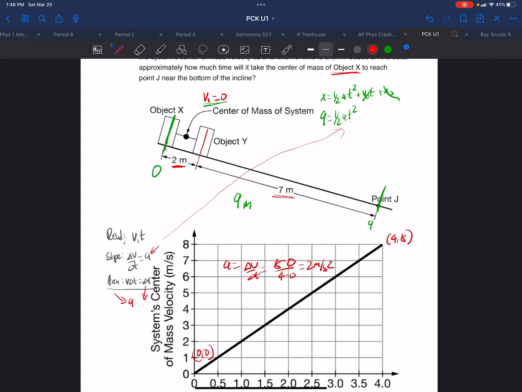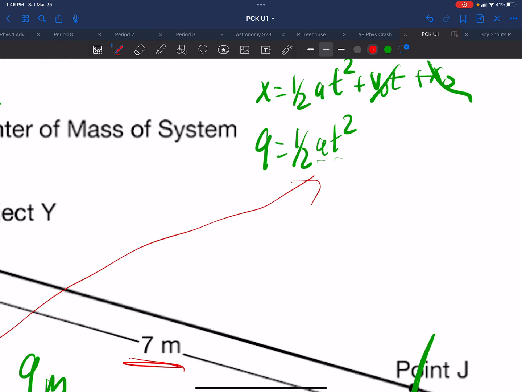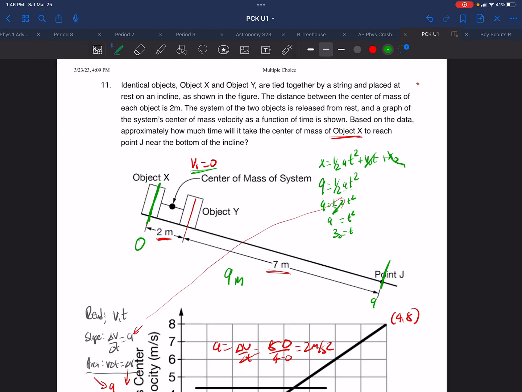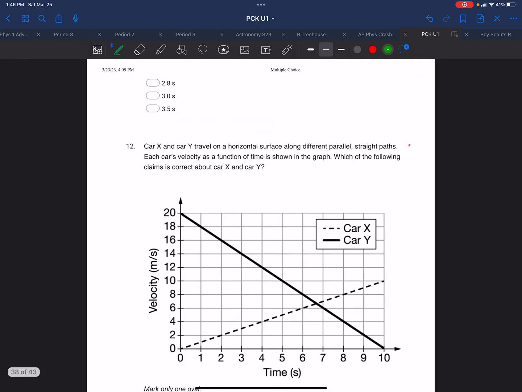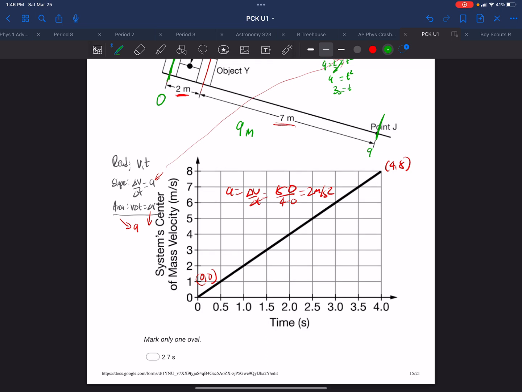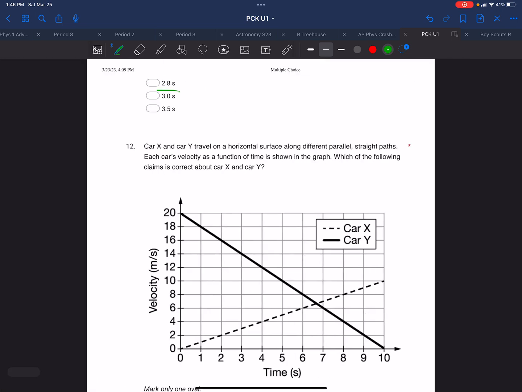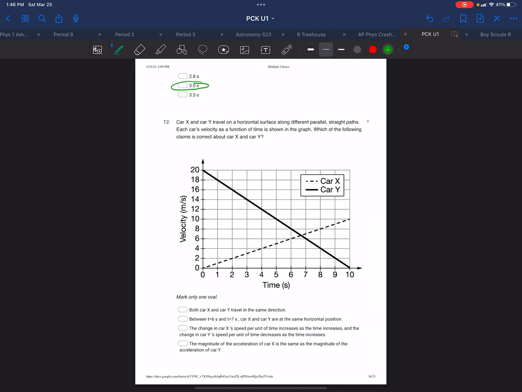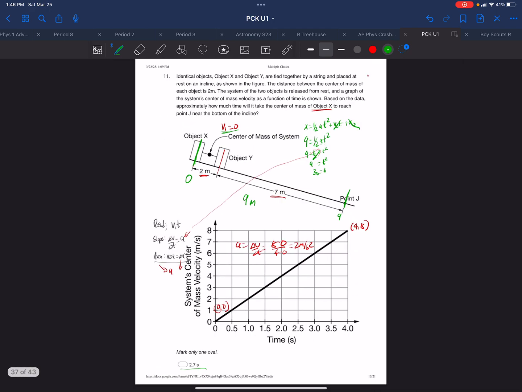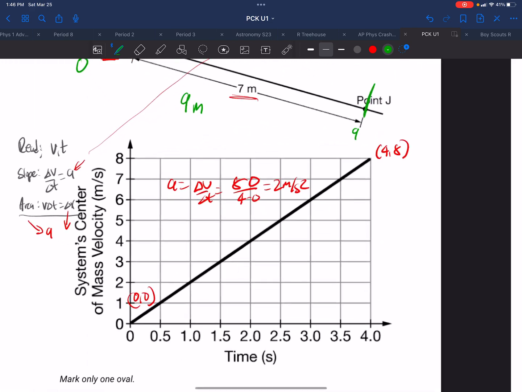So if we plug that into our equation, 9 equals 1/2 times 2 times t squared, we'll find that t squared equals 9, and therefore t equals 3 seconds. If we look at our answer choices, we can see that we have 2.7, 2.8, and 3.0. So 3.0 is one of our choices, and this may be the most expedient way to do it. We could also, however, start figuring out the area.